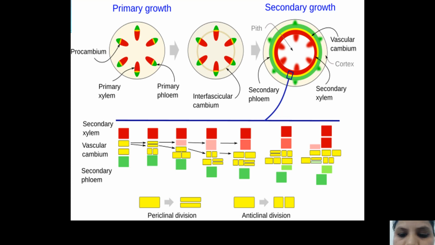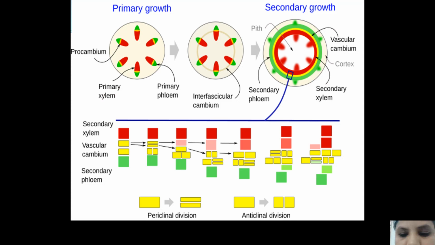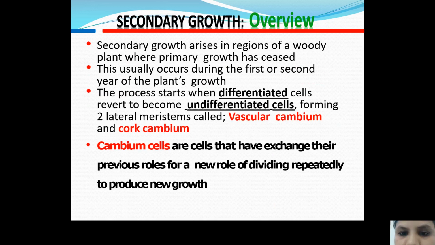Now, we'll move on to the secondary growth. This secondary growth is because of the activity of the vascular cambium and cork cambium, which are the secondary tissues, which are formed in the later stage of the growth of the plant.